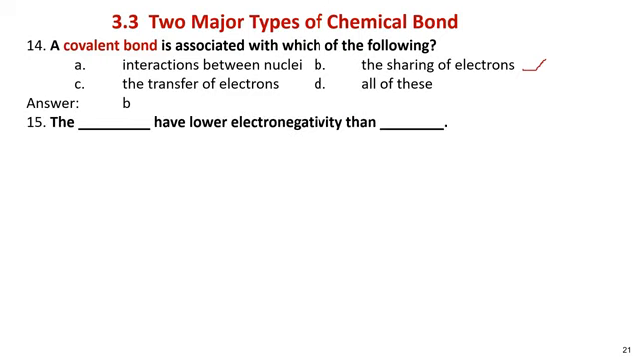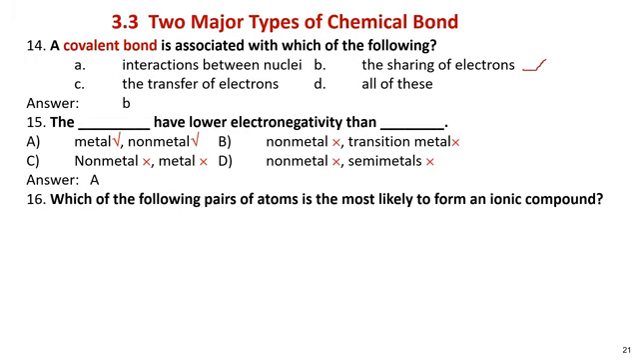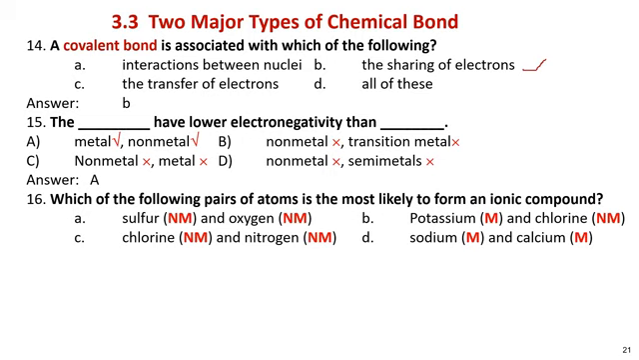The metal has lower electronegativity than the non-metal. Remember we talked about metal having lower electronegativity than non-metal? That's the correct answer. Which of the pairs, number 16, is likely to form an ionic compound? Ionic bond is formed between metal and non-metal. Therefore, potassium chloride, between potassium and chlorine. Potassium chloride is formed.